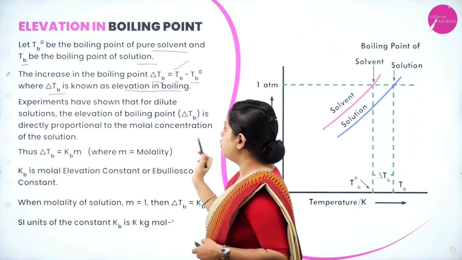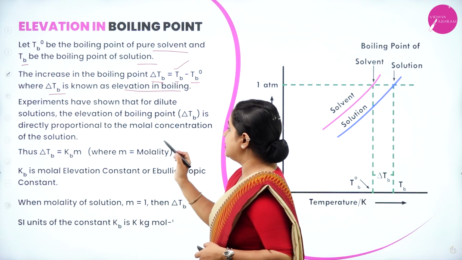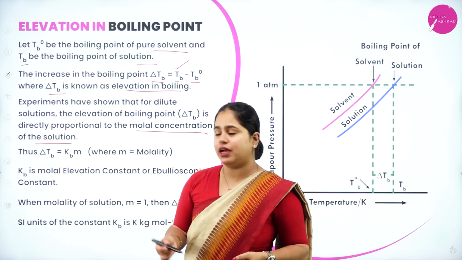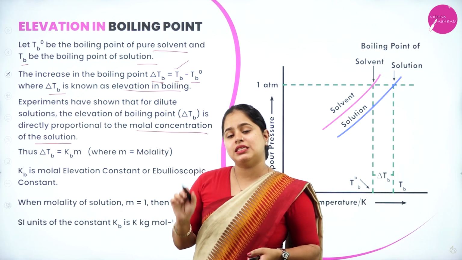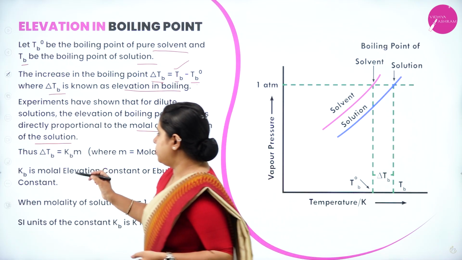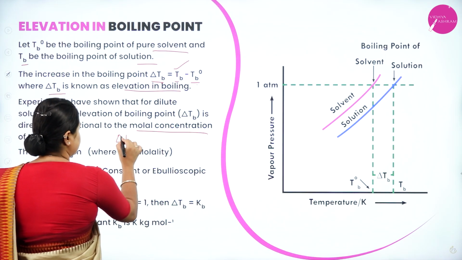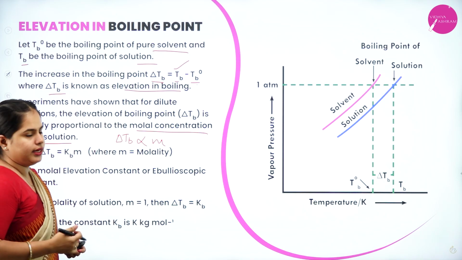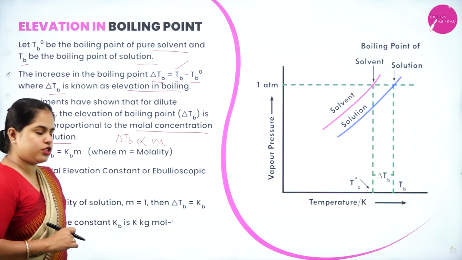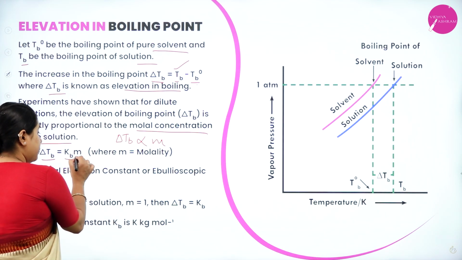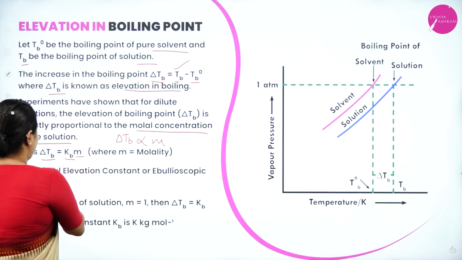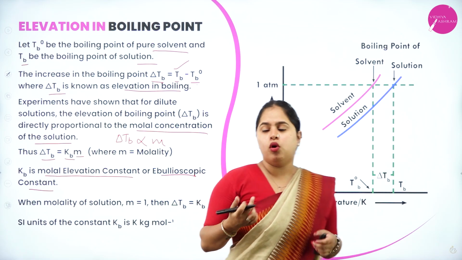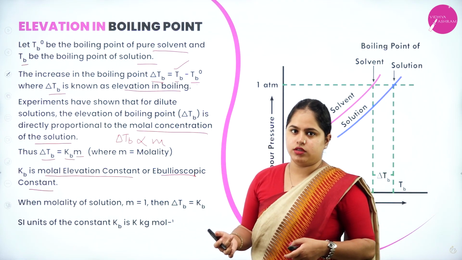Now experiments have shown that for dilute solutions, the elevation of boiling point is directly proportional to the molal concentration of the solution. So experimentally it was found that this delta TB, that is elevation in boiling point, is directly proportional to the molality, small letter m. Now, to remove this proportionality, we introduce a constant, that is delta TB is equal to KB into m. This KB is the molal elevation constant or ebullioscopic constant. It has these names.